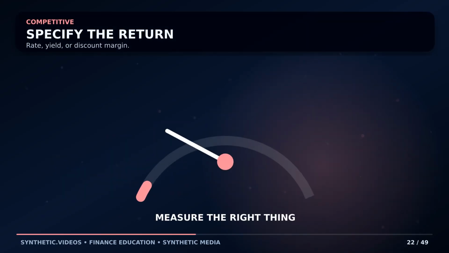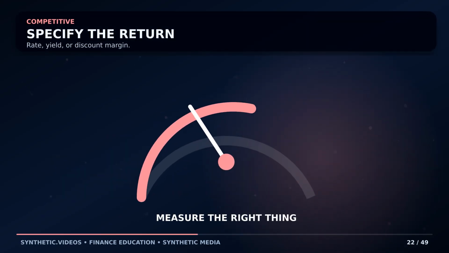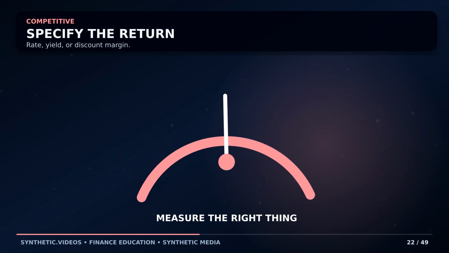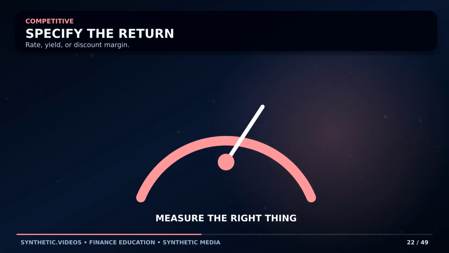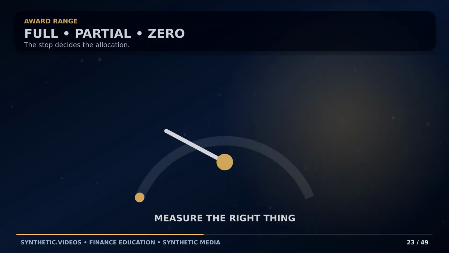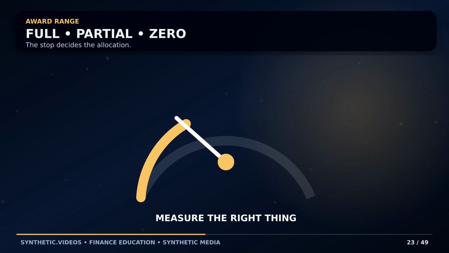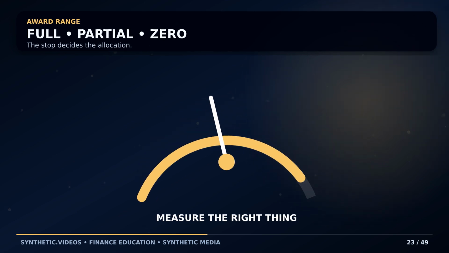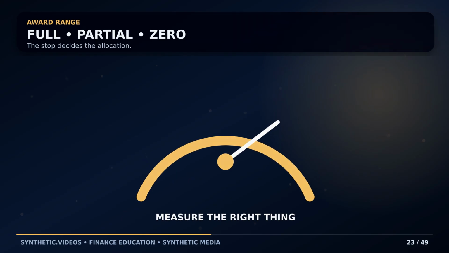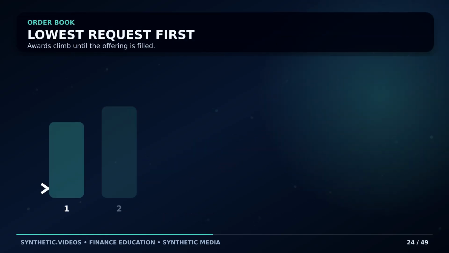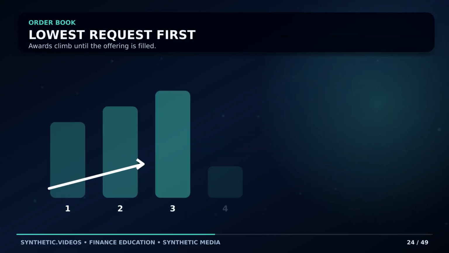Chapter 4. The single price result. Treasury uses a single price auction for bills, notes, bonds, TIPS, and FRNs. All successful competitive bidders and all non-competitive bidders receive the same awarded price, based on the highest accepted competitive rate, yield, or discount margin.